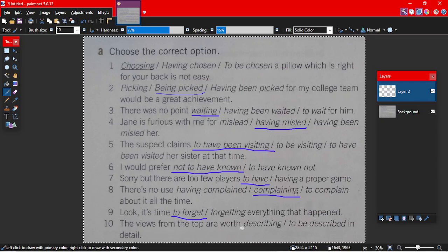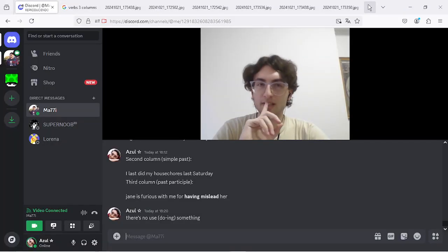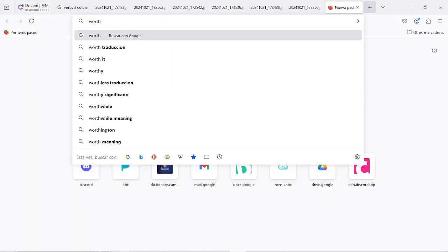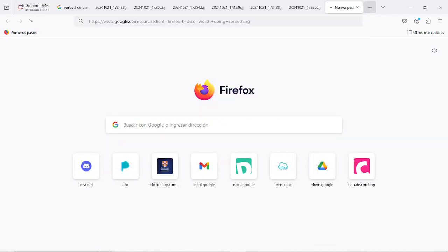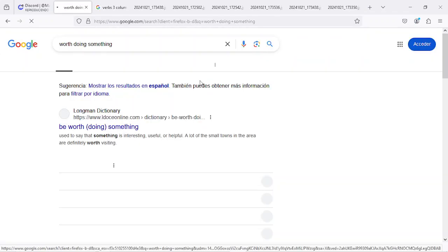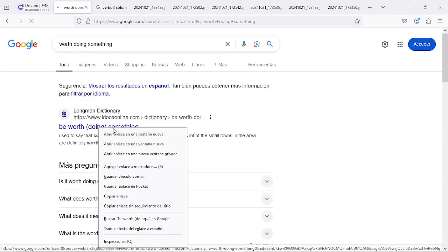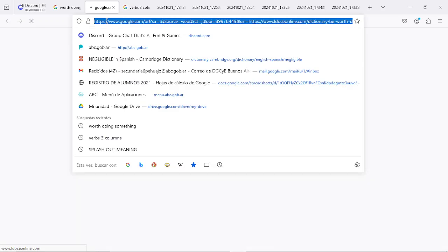And the views from the top are worth describing in detail. They are worth describing in detail, I think. Let me look it up just in case because I'm not too sure. Worth doing something. Let me Google it and see if that's the correct structure. Yeah, be worth doing something. Let me share you this link.